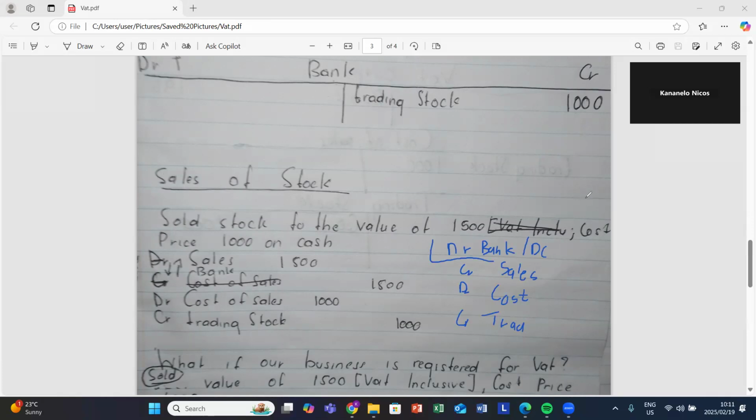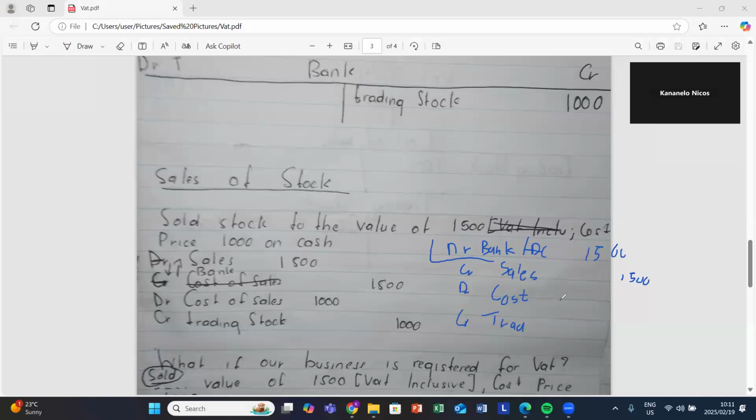Right? To the value of 1,500. So it simply means that you will debit, in this situation, your bank. Your bank will debit by how much? 1,500. And then credit your sales with 1,500. Our sales is going to increase.